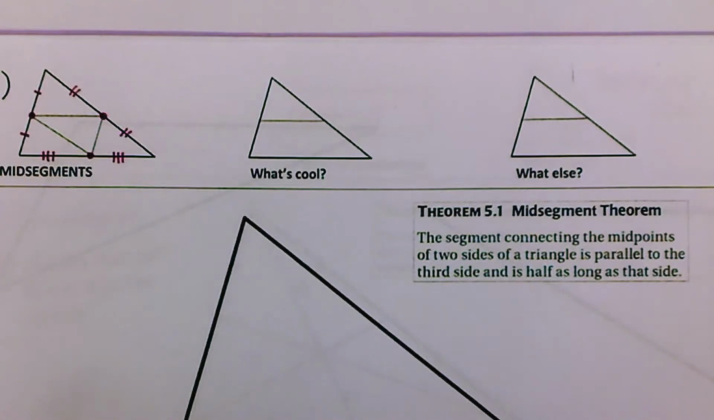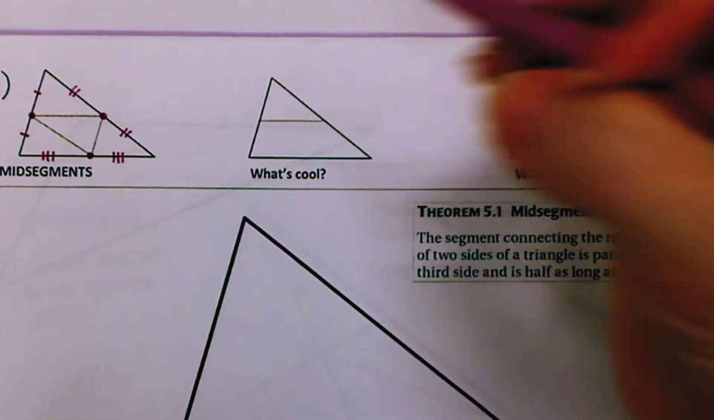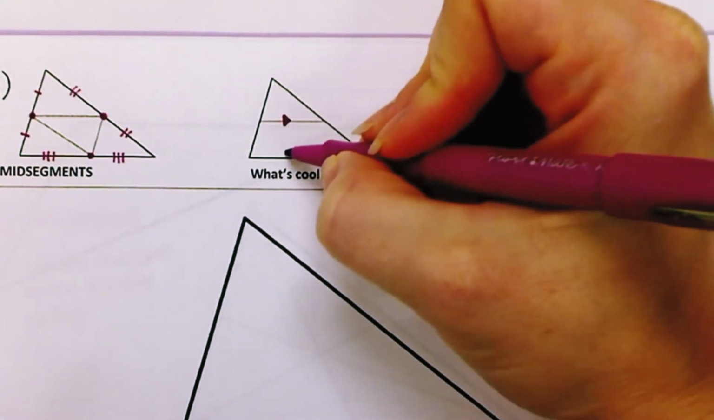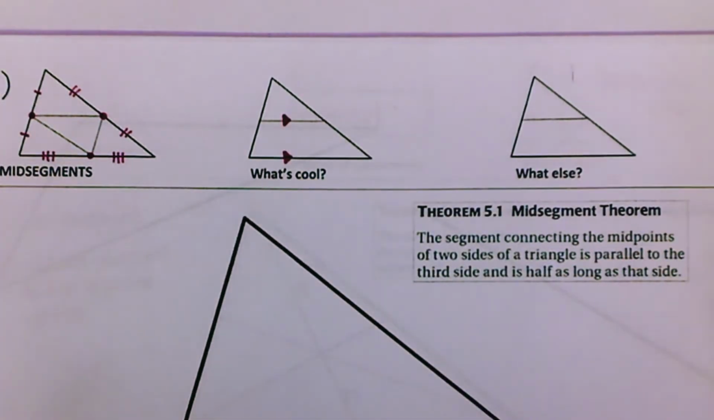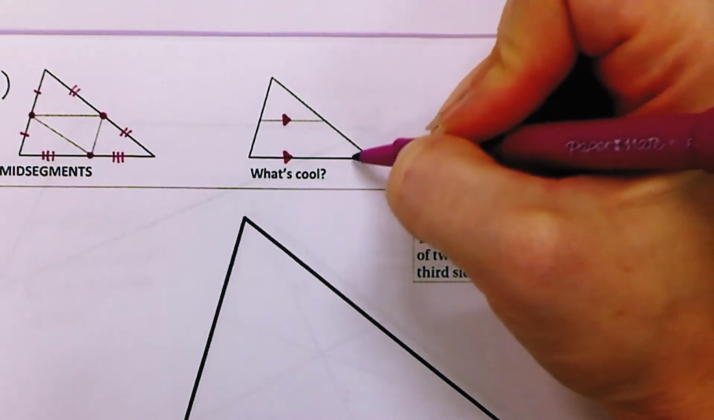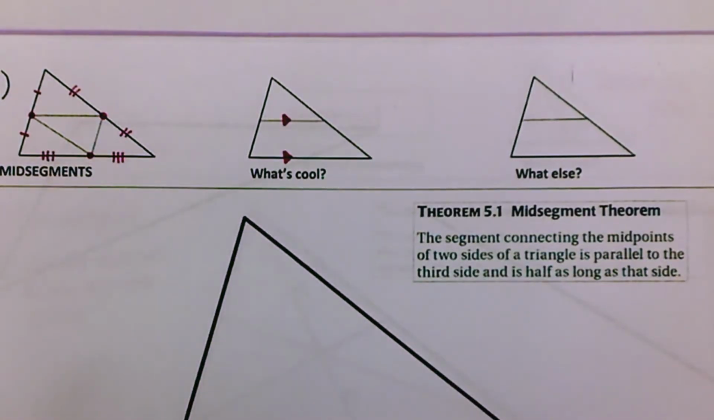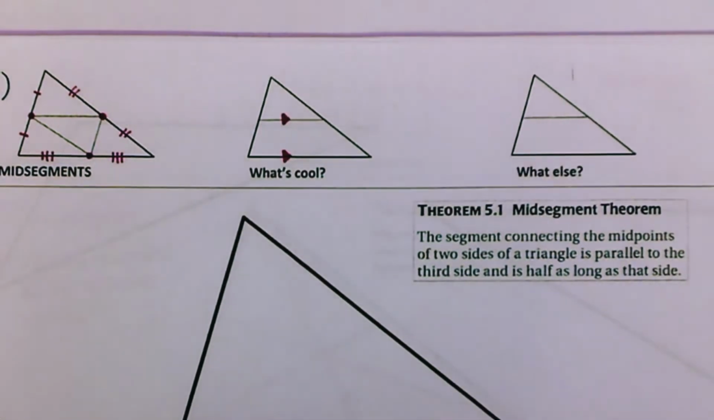But there are still neat properties about midsegments. The first one is if you connect a midpoint to make a midsegment, that segment is always going to be parallel to one of the sides of the triangle. That's pretty cool. And the nice thing about that is then we have corresponding angles that are congruent. There's all kinds of things you can figure out when you have parallel lines, right? Another interesting thing about midsegments is the length of the midsegment.